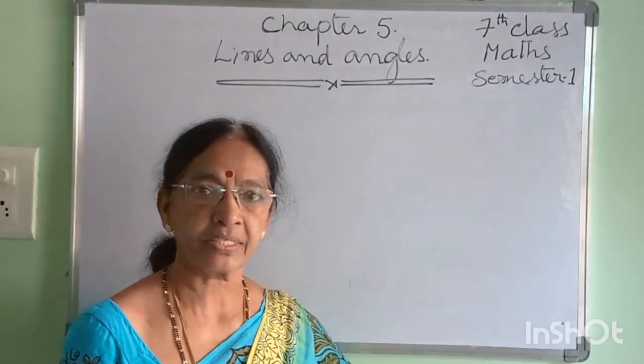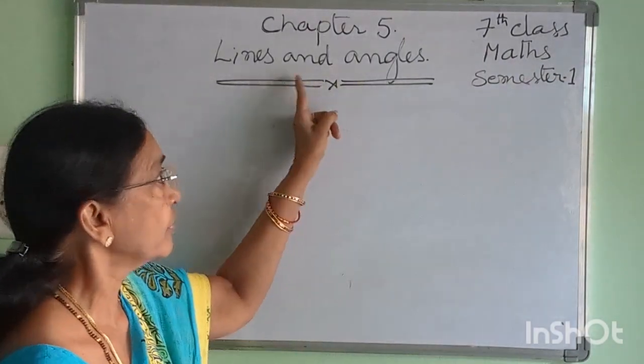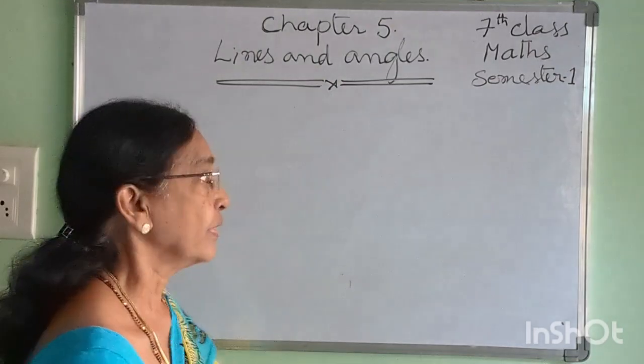7th class mathematics, semester 1, chapter 5: lines and angles.